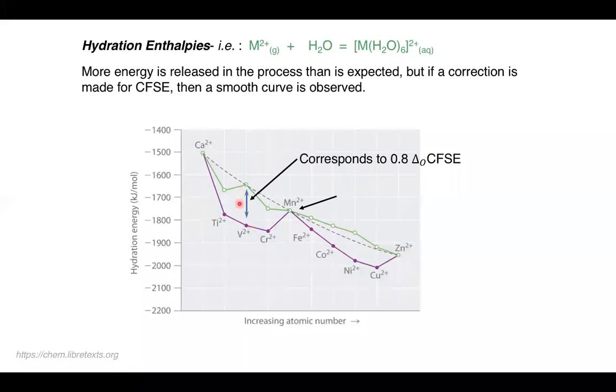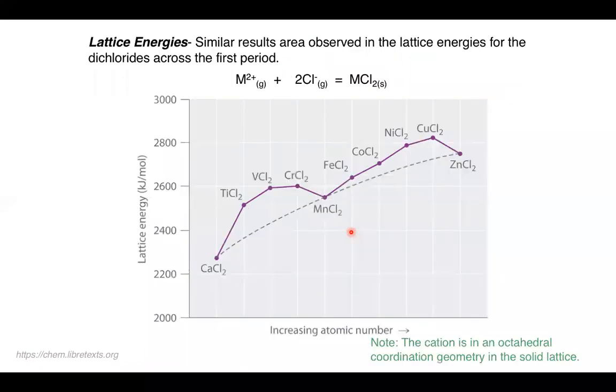So this gap here, this correction will correspond to about 0.8 delta O crystal field stabilization energy. So this is what we would see for the vanadium 2 plus. And then, of course, this one is 0 delta O, which is the crystal field energy for high spin.